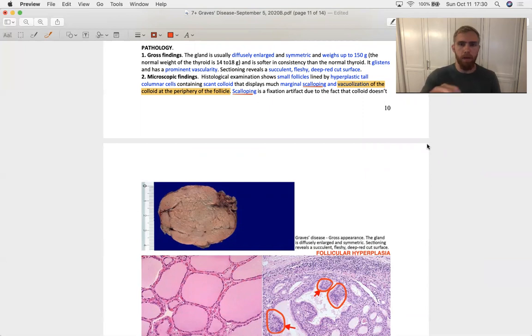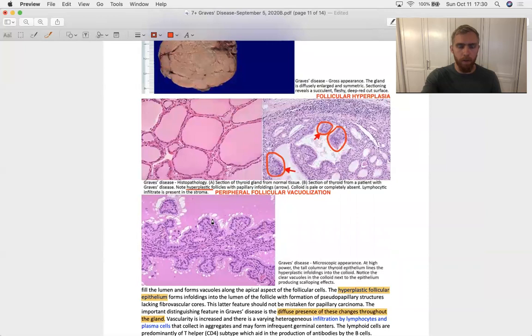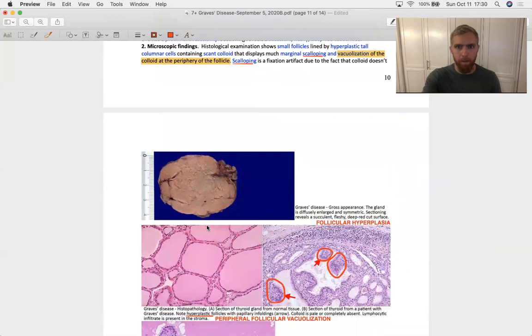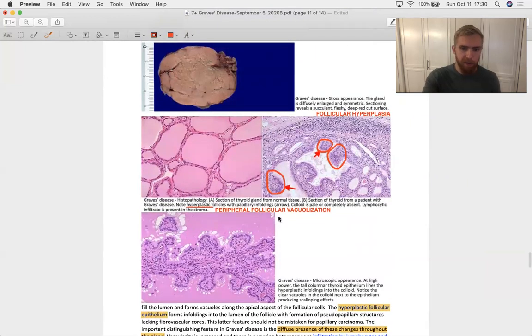Histologically, the two hallmarks are going to be follicular vacuolization and scalloping. Let me rephrase that. When they say scalloping here, they mean follicular vacuolization. And then you also see thyroid follicular hyperplasia around the lumens of the thyroid, which contain colloid.